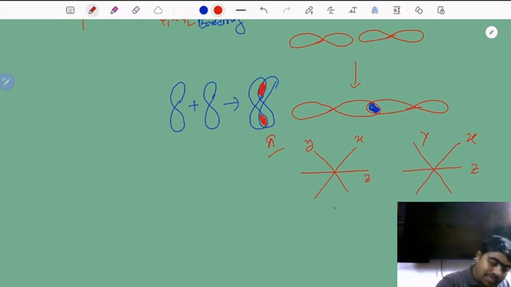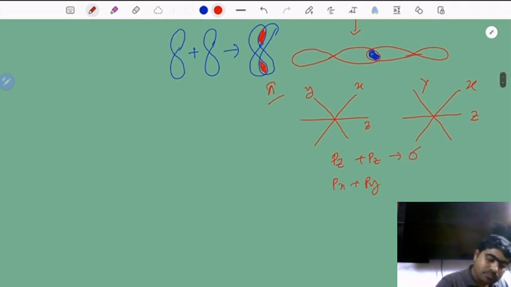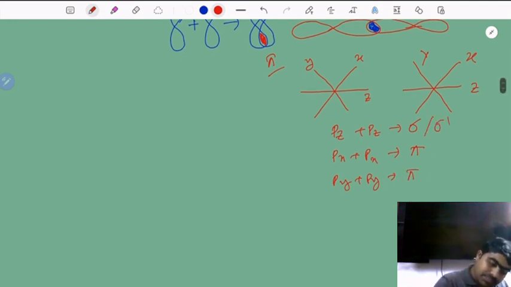So we can tell pz plus pz make sigma bond, or px plus py makes pi bond. Sorry, not px plus py, px plus px and py plus py make pi bond also. Okay, they can make sigma, sigma star, they can make pi, pi star. Understand? Clear?